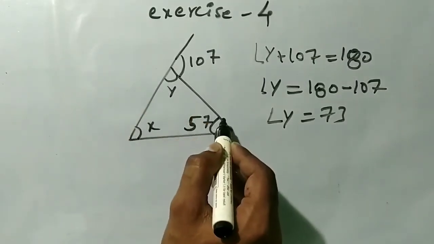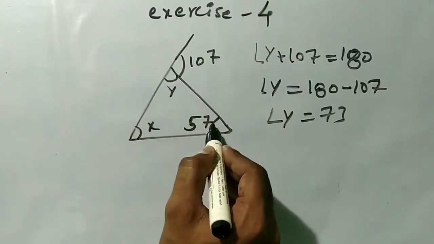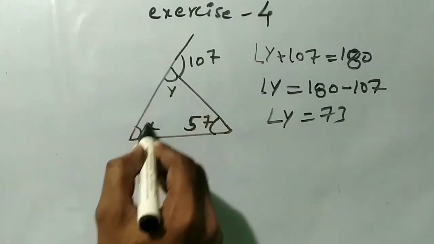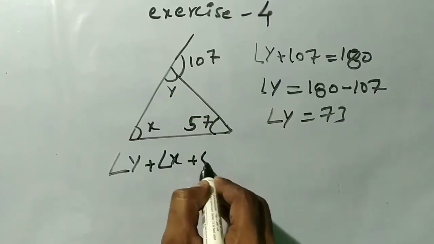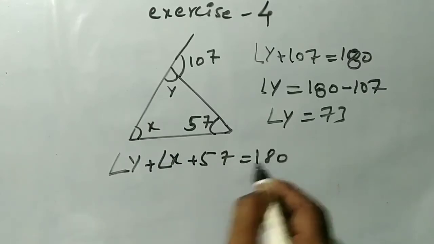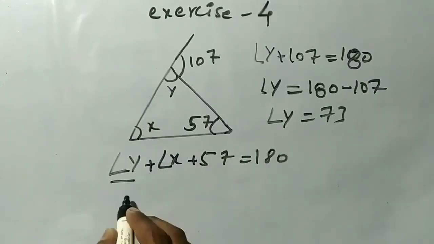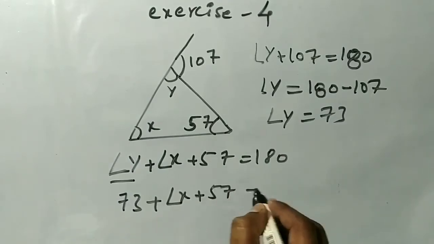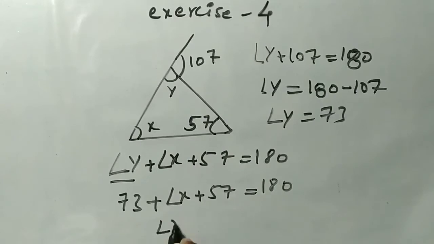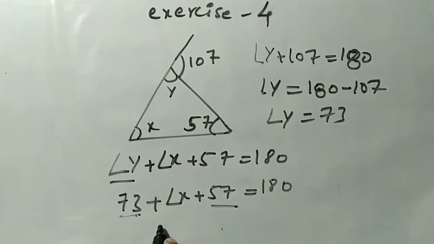Again angle sum property, that is the summation of the three interior angles of a triangle is equal to 180. That is angle y plus angle x plus 57 is equal to 180. Already we know angle y is equal to 73. Substitute here 73. Angle x plus 57 is equal to 180. So 73 plus 57 is equal to 130, plus angle x is equal to 180.